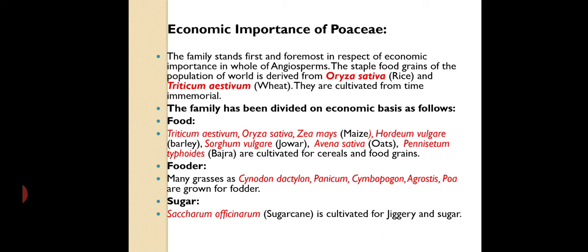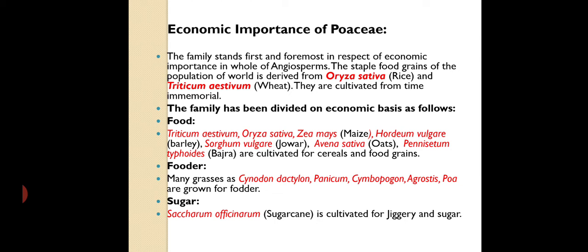Okay, and for our convenience, we can divide the economic importance into different heads, like food, fodder, sugar, ornamental, medicinal, like that. First we will discuss food grains, that is Triticum aestivum, that is wheat, Oryza sativa, rice, maize, that is normal maize or corn, and then Hordeum vulgare, that is barley, Sorghum vulgare, that is jowar, then Avena sativa, that is oats, Pennisetum typhoides, that is bajra, that is pearl millet, are examples of food.